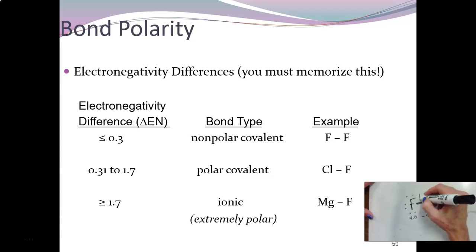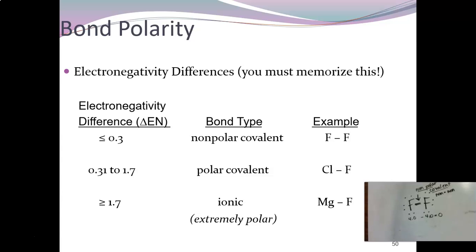That means this bond right here is nonpolar covalent. Take the words separately. Nonpolar. That means the electrons are shared equally. Covalent. Why is it covalent? Nonmetal bonded to a nonmetal. Nonpolar covalent. Take the words apart.